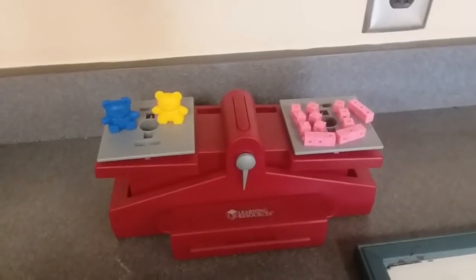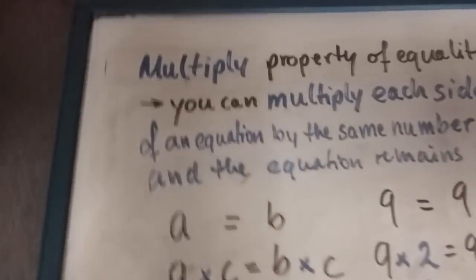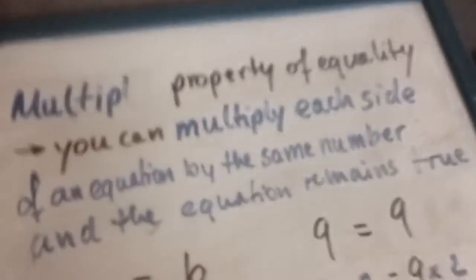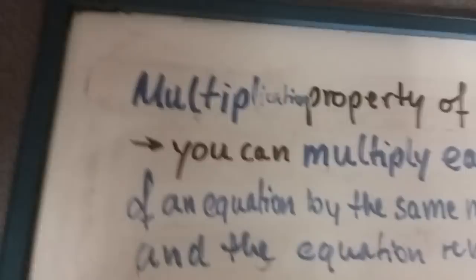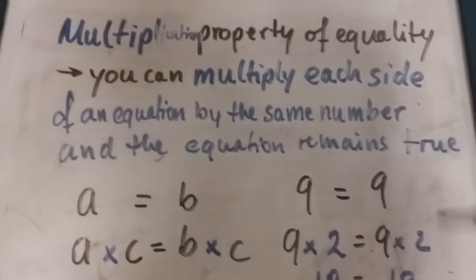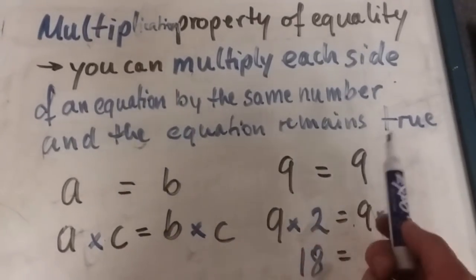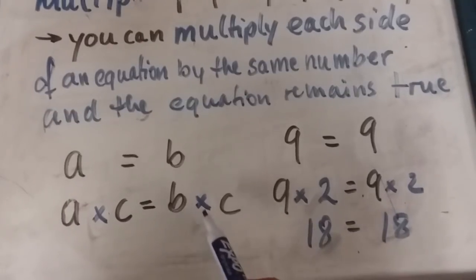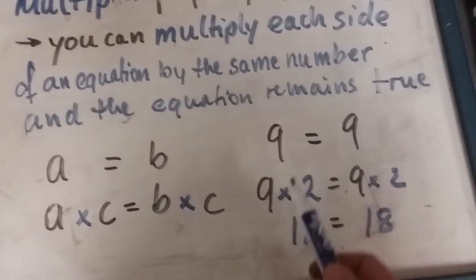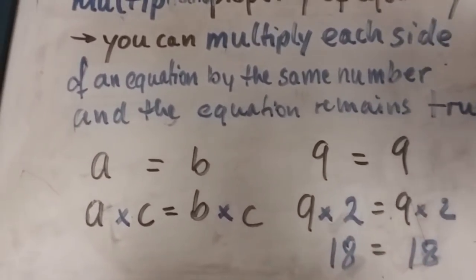Okay. So, this should say multiplication property of equality. All right, let's try that again. Multiplication property of equality. You can multiply each side of an equation by the same number, and the equation remains true. So if A equals B, then A times C equals B times C. Or if 9 equals 9, 9 times 2 equals 9 times 2, which is 18, equals 18.